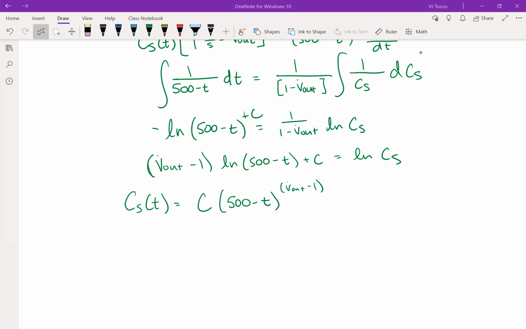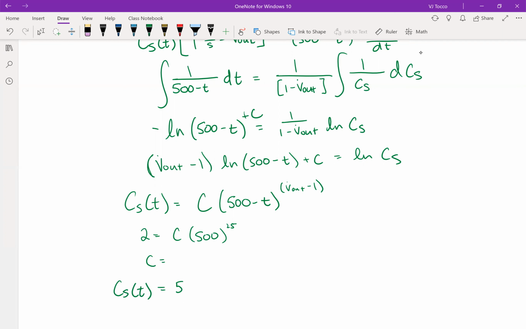I can now plug in my initial condition, which is that time equals 0. My initial concentration is 2. So 2 is equal to C times 500 to the V out minus 1. I suppose I could put in my number for V out. V out, remember, was 26 liters per second. So 26 minus 1 is 25. And C is therefore 500 to the 25. And now if I plot CS of t, this is my final expression, by the way.